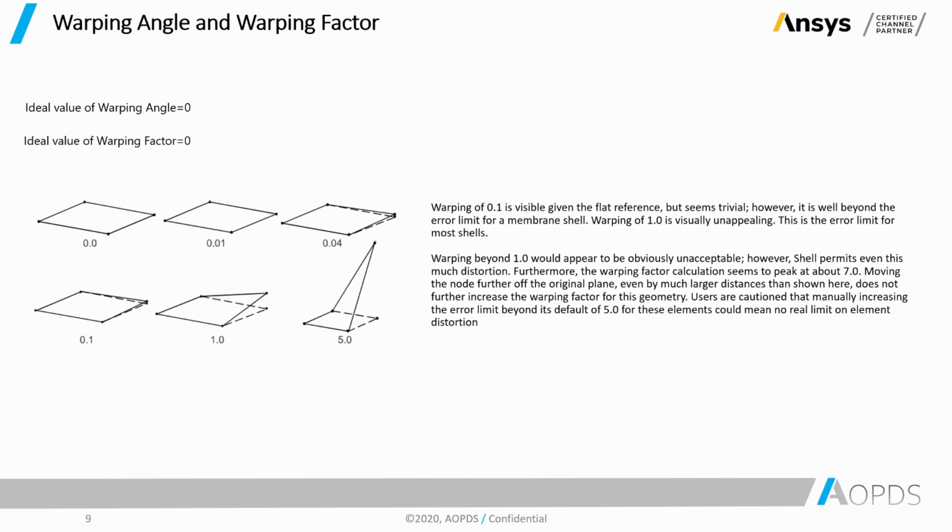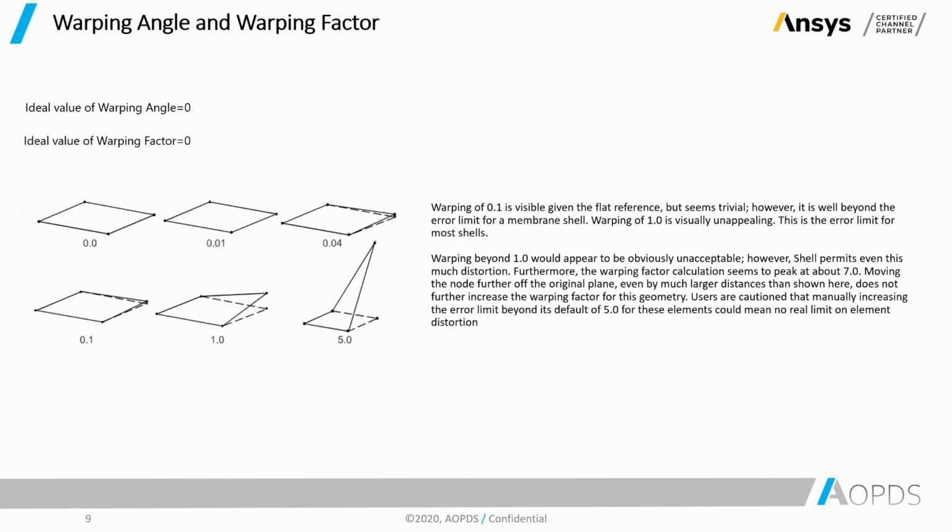So warping of 0.1 is visible given the flat reference, but seems trivial. However, it is well beyond the error limit for a membrane shell. Warping of 1 is visually unappealing. This is the error limit for most shells. Warping beyond 1 would appear to be obviously unacceptable. However, shell permits even this much distortion.